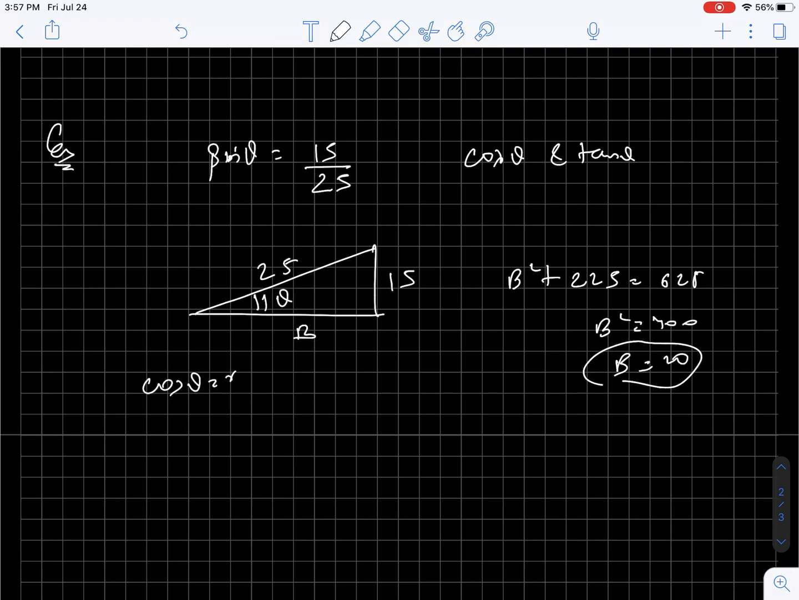Cos theta will be like b divided by 25, 20 divided by 25. And if they ask about tan theta, it will be 15 divided by b, 15 divided by 20. And the answer will be simple, 3 divided by 4. Okay. So if we know the value of sine theta, we can easily find the cos theta and tan theta.